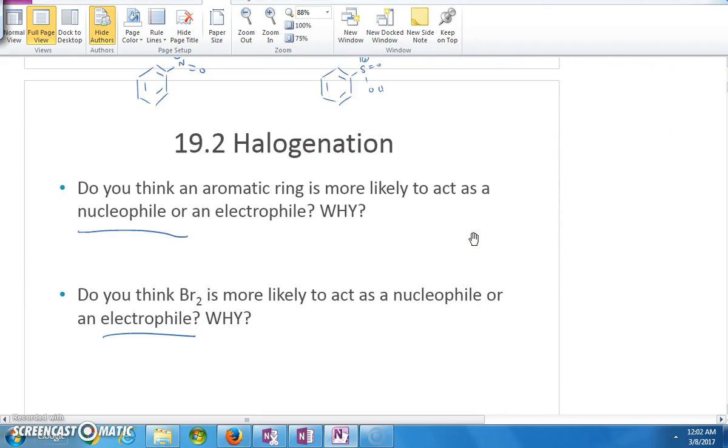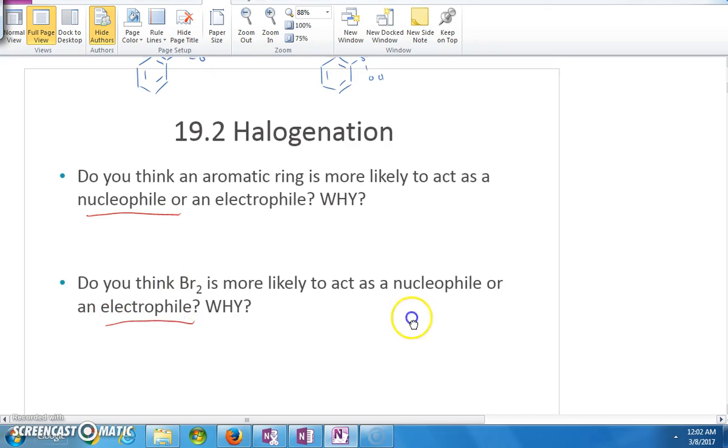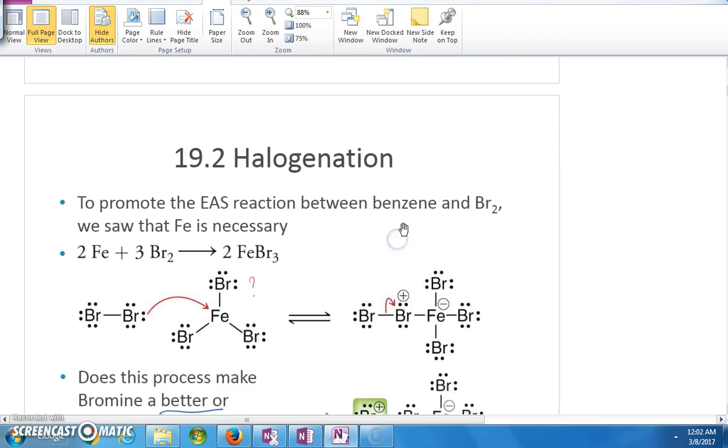So do you think an aromatic ring is more likely to act as a nucleophile or an electrophile? Of course, it's going to act as a nucleophile. Do you think the bromine is more likely to act as a nucleophile or an electrophile? Of course, it's going to act as an electrophile. We can see why shortly.